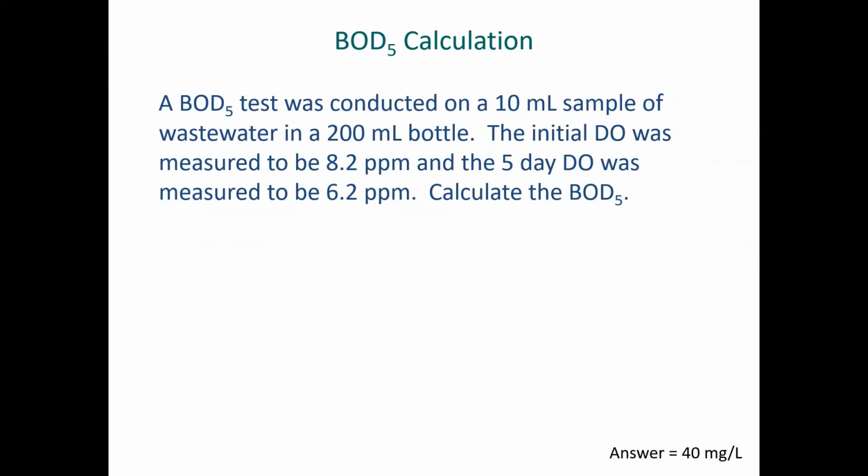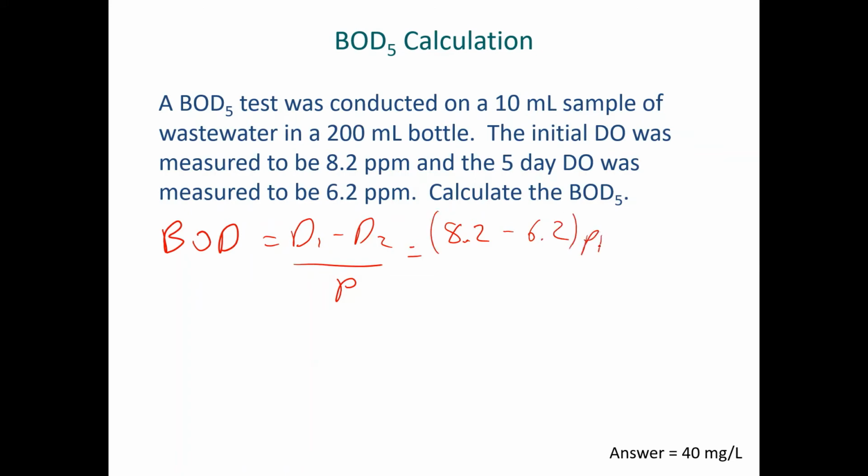So here is the sample problem. It's just a matter of punching into the formula. Remember, our formula is BOD equals D1 minus D2 divided by P. D1 is day 1, so that's 8.2 ppm, and D2 is day 5, so that's 6.2 ppm. I'll put that in brackets, and put the units outside of the brackets. P was the multiplier looking at the volumes. In this case, we have a 10 milliliter sample in a 200 milliliter bottle.